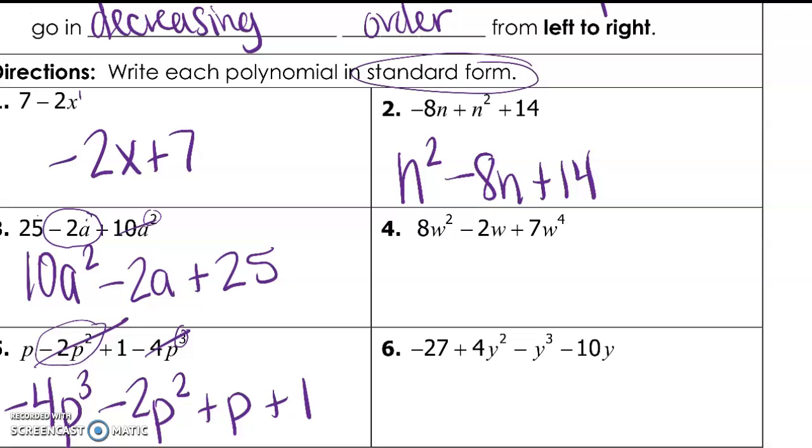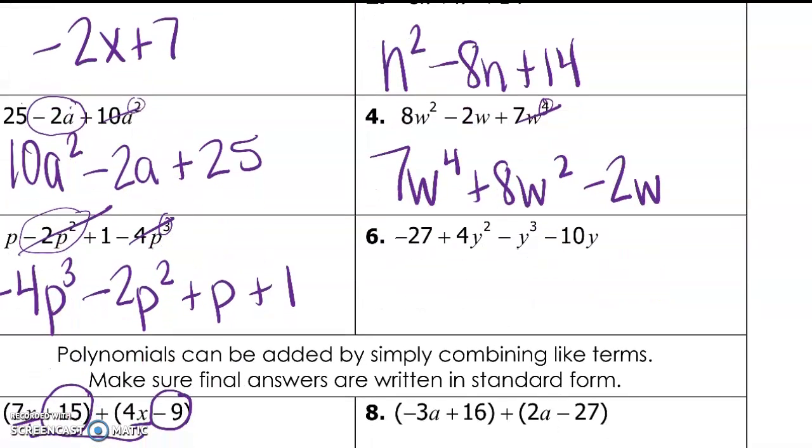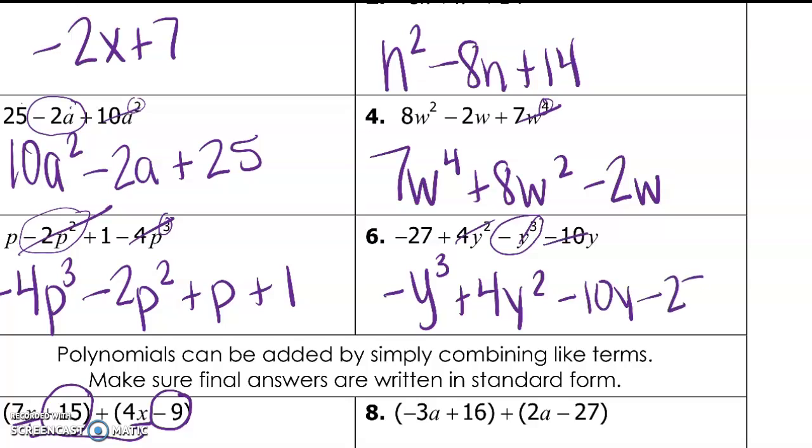Number 4, we have an exponent of 4 for our highest, so 7w to the 4th needs to go first, and then plus 8w squared and minus 2w. And for 6, it looks like we start with negative y to the 3rd. So don't forget, if you have a minus sign in front, that needs to come down as a negative. And then plus 4y squared minus 10y, and minus 27.